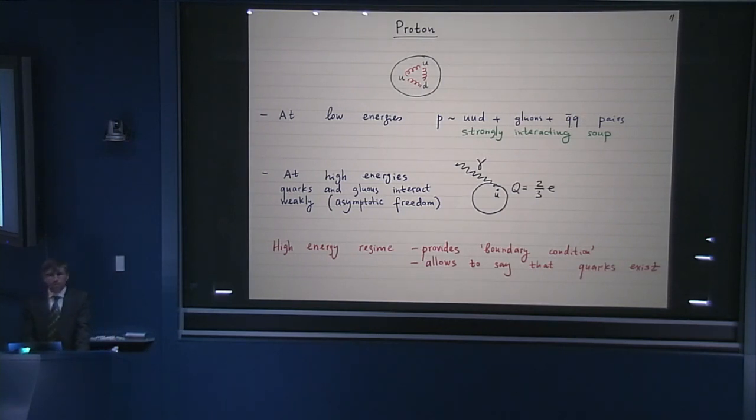Given that there is a strongly interacting soup, you cannot even say that all of these soup constituents are elementary particles. But it turns out that when you go to high energies, if you smash the proton with a photon which has a very high energy, then this photon will pick out of this soup constituents of the proton, and those constituents will behave as weakly interacting. And so this is what allows us to say.